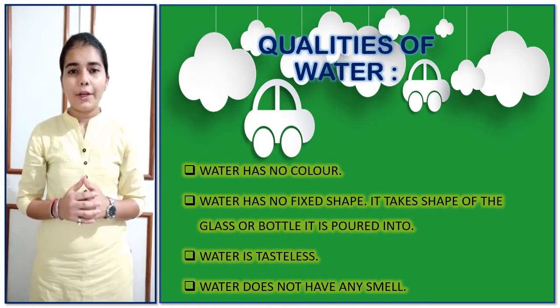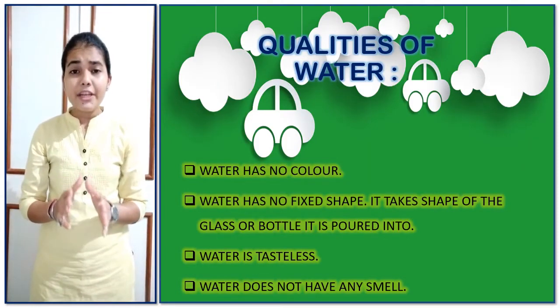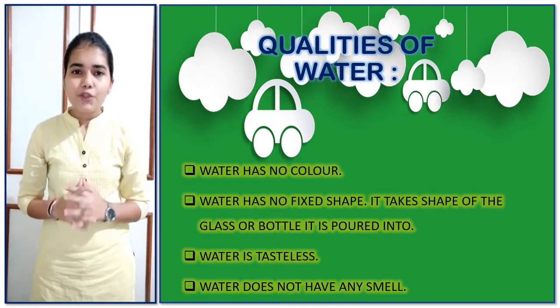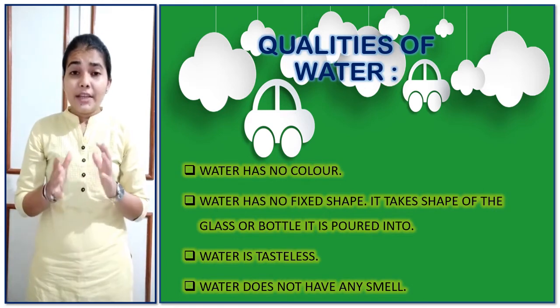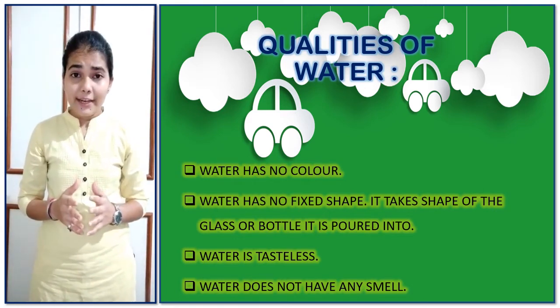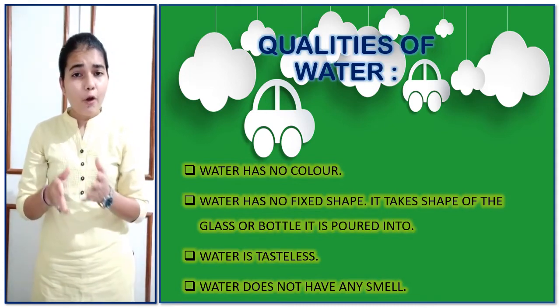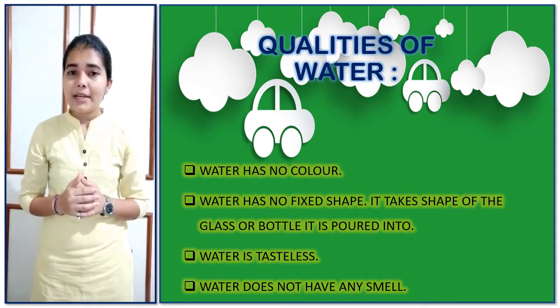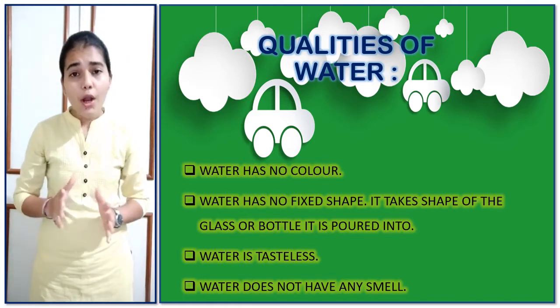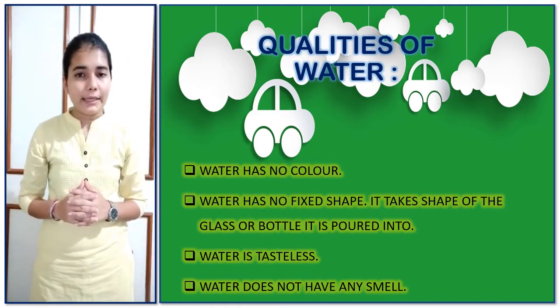Talking about the qualities of water, water has different qualities. The first one is that water has no color. That means there is no color of water. We particularly believe that water is blue or white or green in color. But in reality, there is no color of water. That means water is colorless.